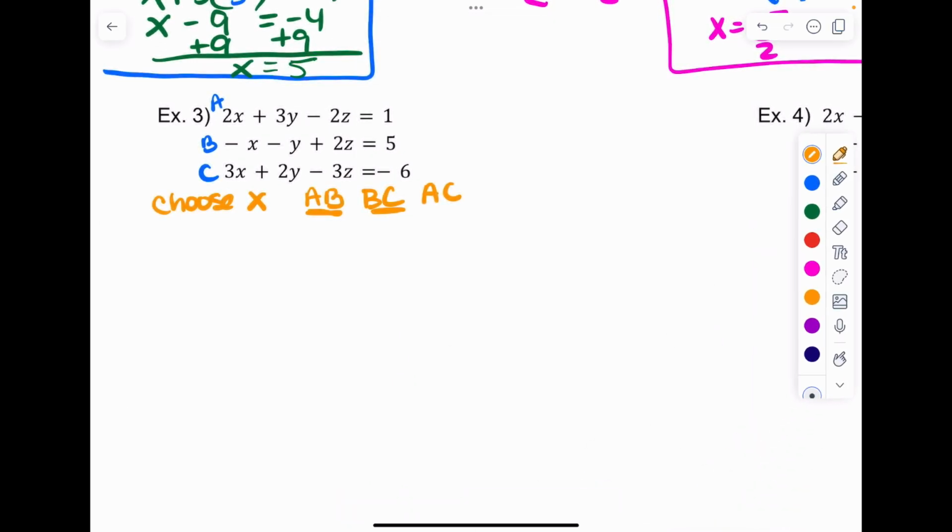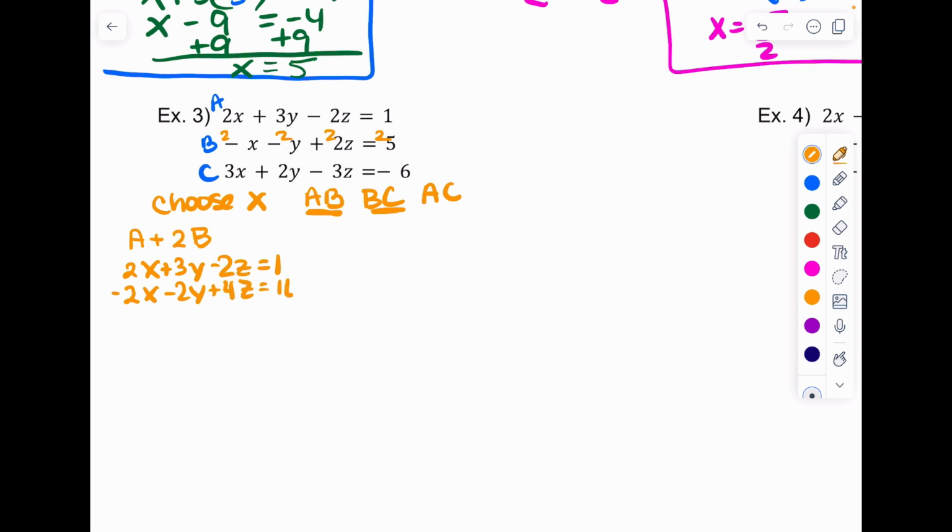All right. So for my first situation of A plus B, I see that I'm going to have to multiply 2 times all the values in B in order to eliminate the x. So my A is 2x plus 3y minus 2z equals 1. And my B, if I multiply it by 2, will be negative 2x, negative 2y, plus 4z is equal to 10. So that will eliminate my x, which is nice because that's what I chose to eliminate. And I will get y plus 2z is equal to 11.